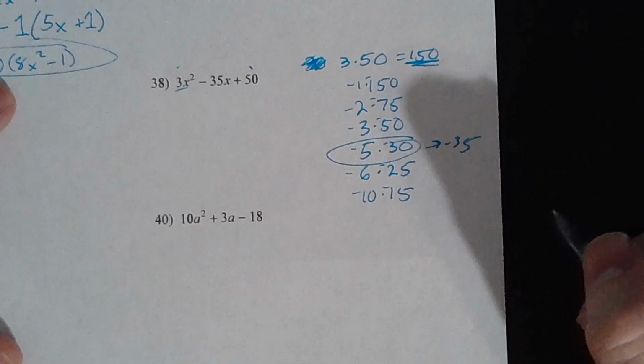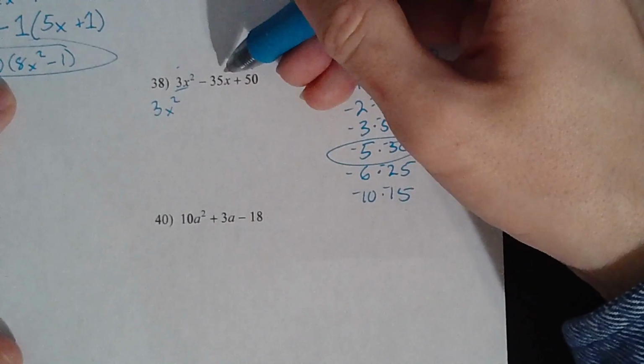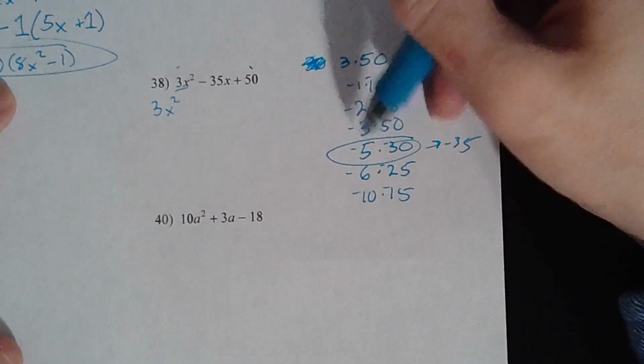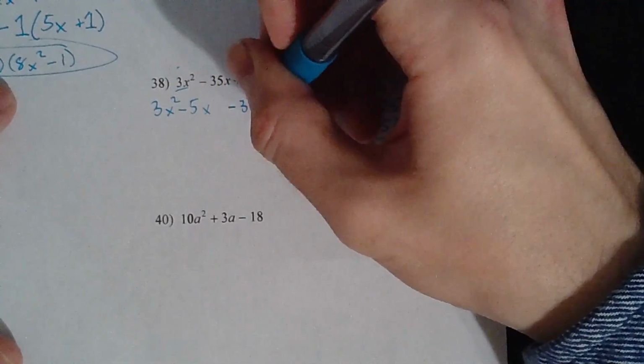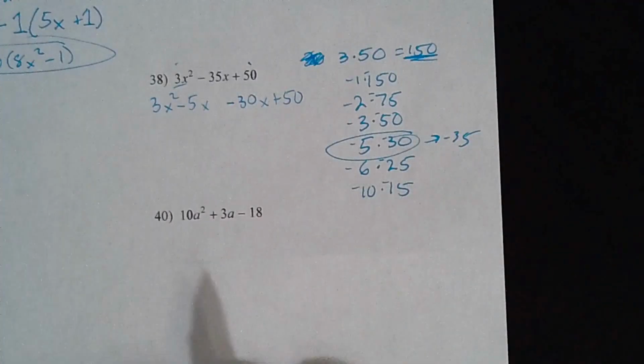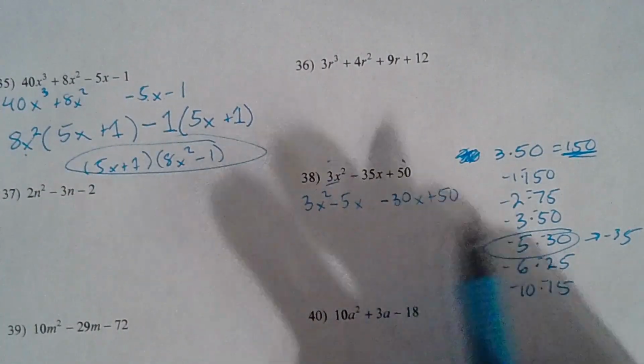So this is where the question gets funky. We rewrite it: 3x squared. That negative 35x is going to become negative 5x and negative 30x. Now it's just like number 35. We split it up into two separate parts. That's why I left a little bit of a space.